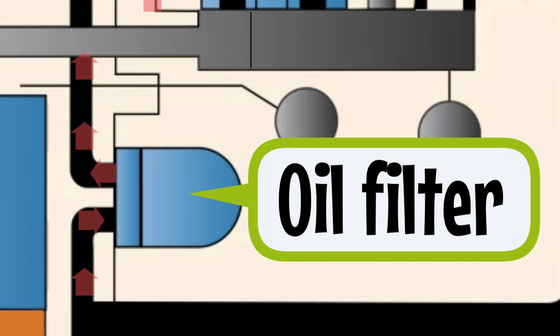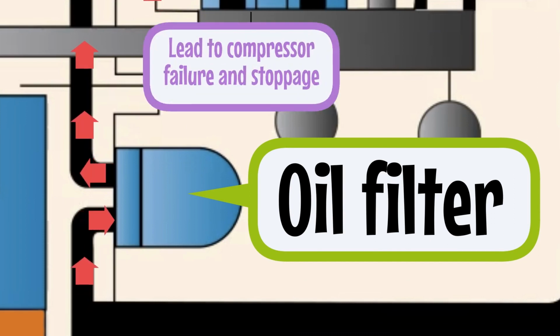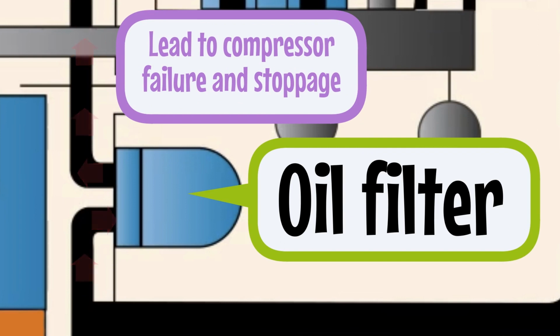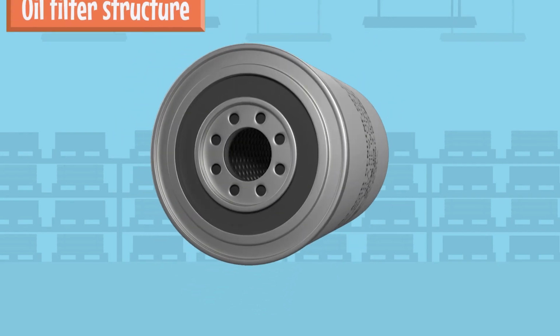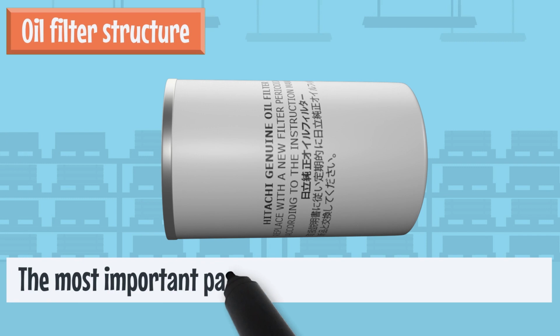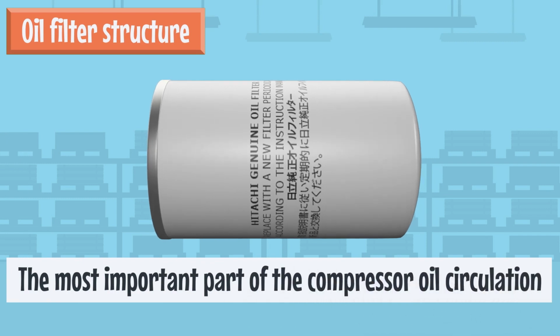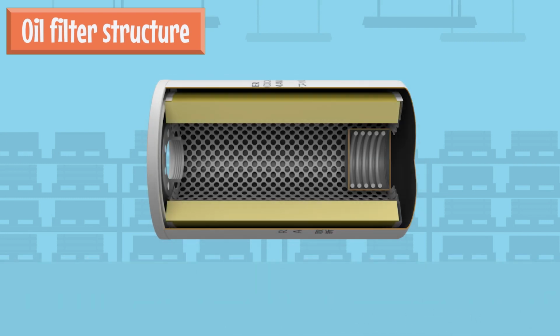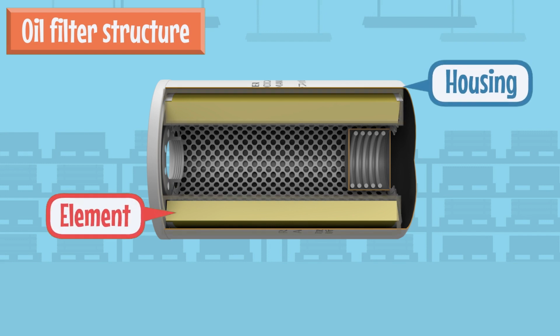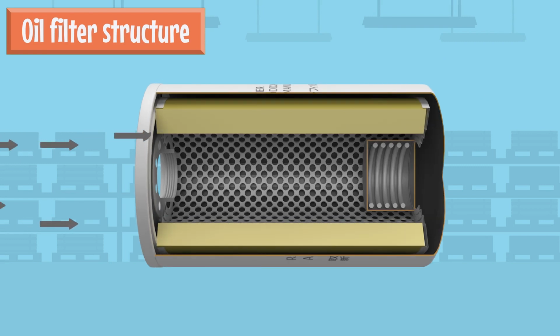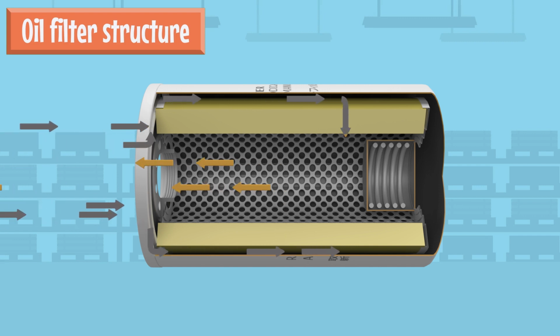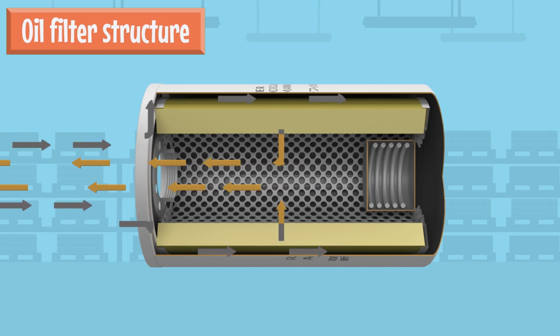If this oil filter fails, the oil will flow without separating impurities, and that will lead to compressor failure and stoppage. The oil filter is the most important part of the compressor oil circulation. Please see this first. An oil filter consists of an oil filter housing and an oil filter element. In this way, impurities mixed in the oil are removed in the process of passing through the oil filter element.